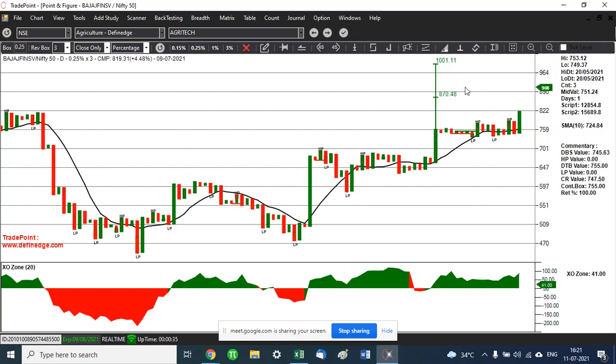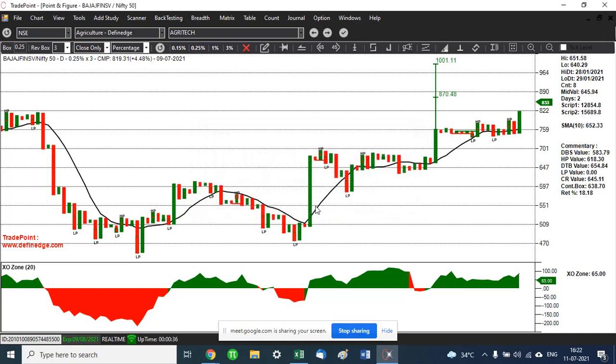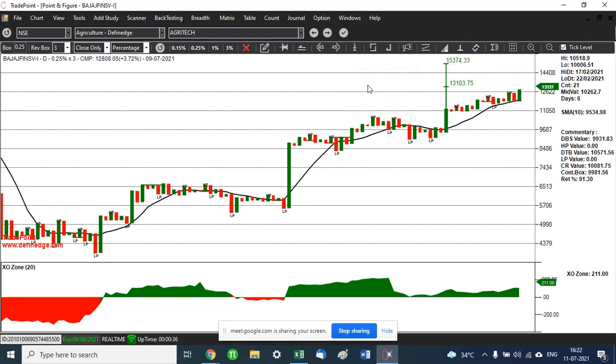This is not a price target. This is a target as per ratio chart. If you want a price target, we have to open the Bajaj Finserv price chart. This is the Bajaj Finserv price chart. This is not the ratio chart. So we can get price targets from here. This is an anchor column. We can plot the target here. Okay, so this is how we get the price target.